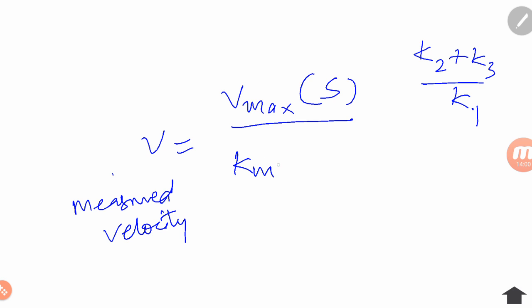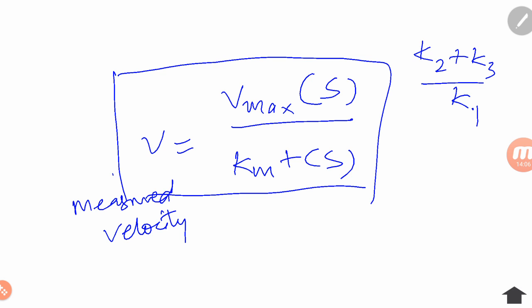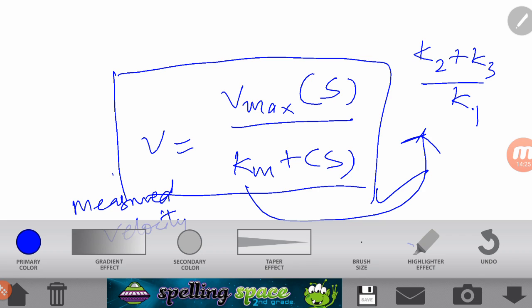So Km plus S. This is a universal question. Whenever they are keeping an exam on enzymes, this question is a must. So V, the measured velocity, is equal to Vmax, the maximum velocity, into the substrate concentration by Km plus the substrate concentration. So this is an important formula that you have to remember at any cost.